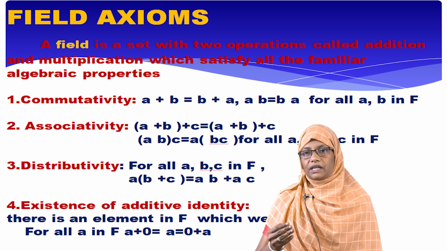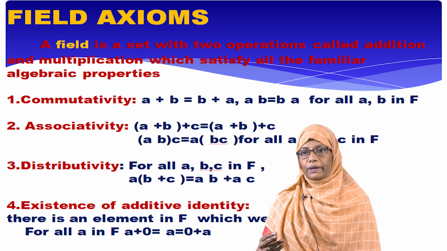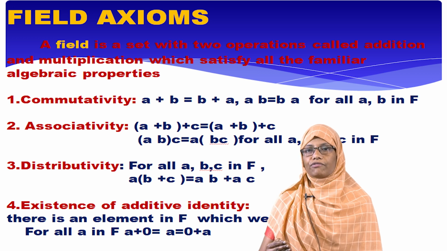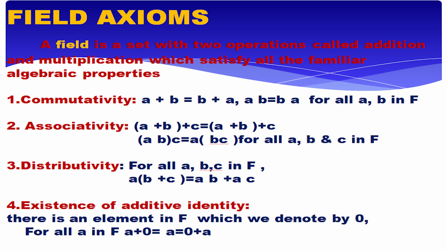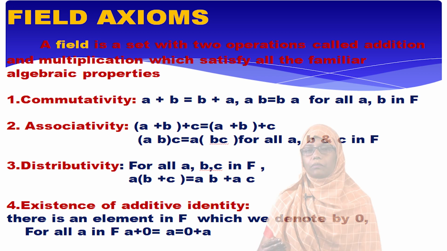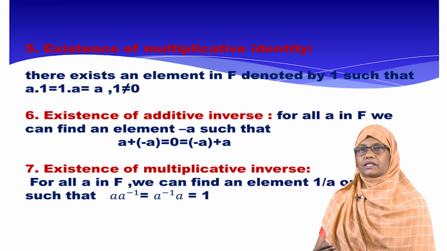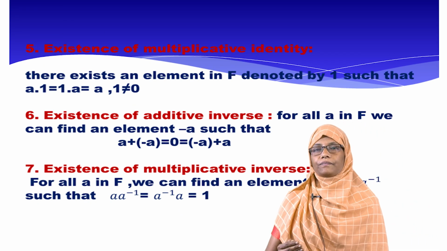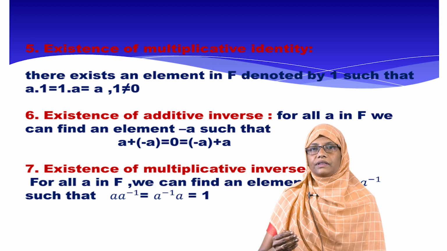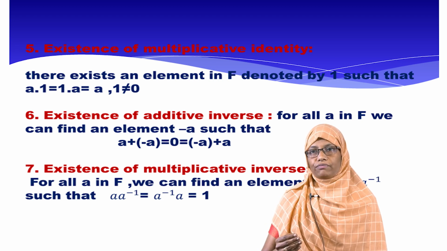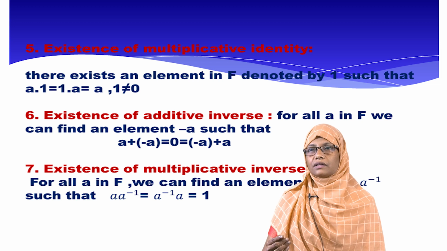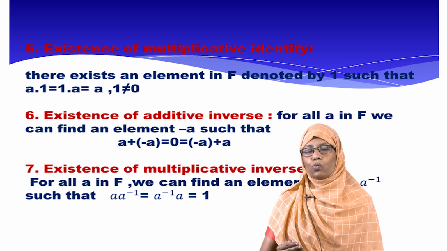The fourth one is existence of additive identity. There is an element in F which we denote by 0. For all a in F, a plus 0 equal to 0 plus a equal to a. The fifth property is existence of multiplicative identity. There exists an element in F denoted by 1 such that a into 1 equal to 1 into a equal to a. Here 1 not equal to 0.